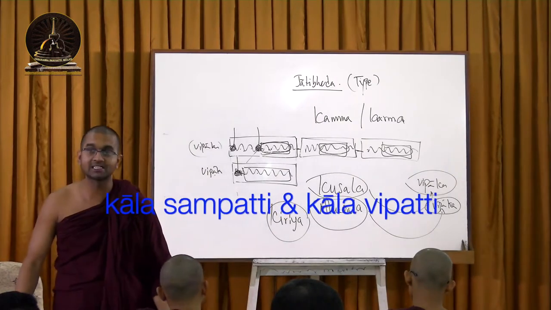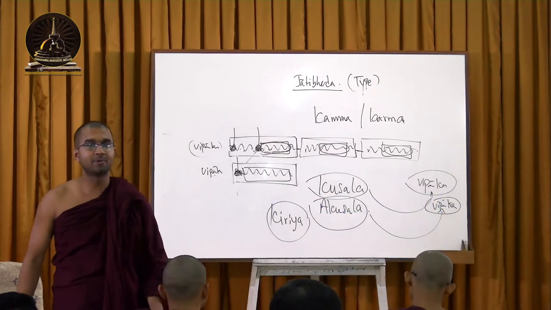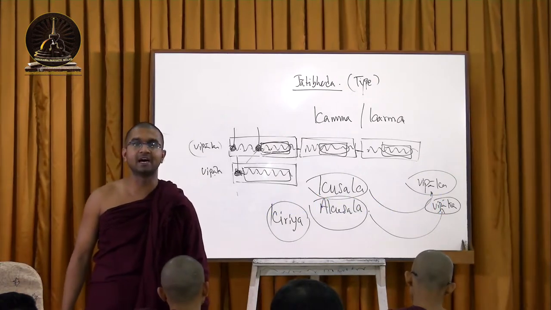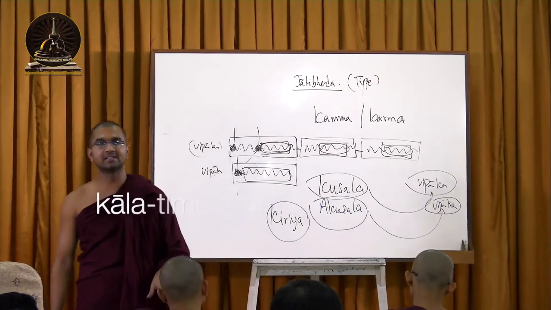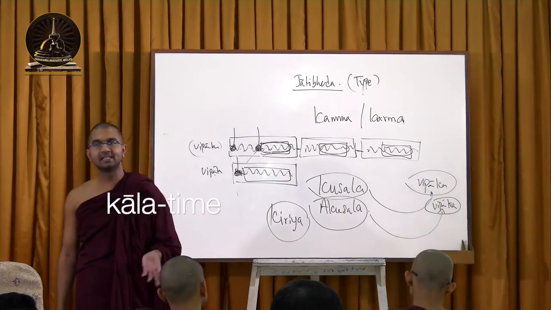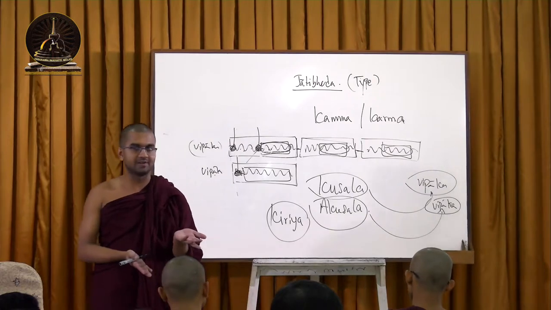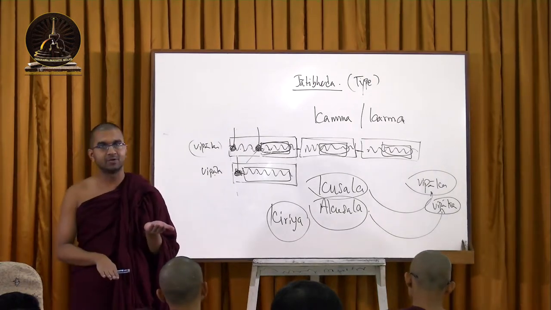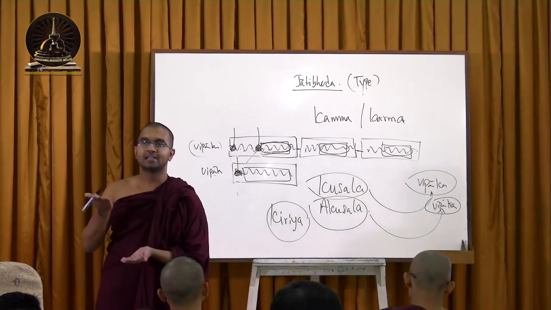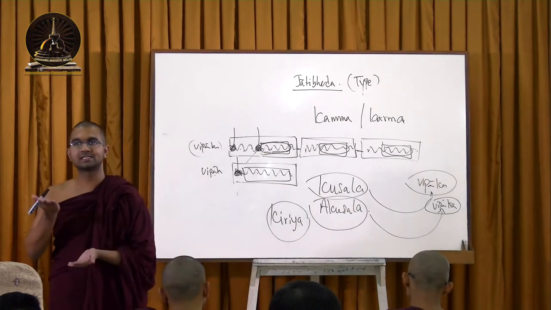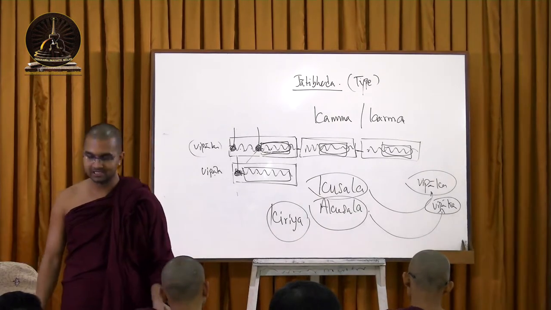Then we come to kala sampatti vipatti. Proper, conducive, supportive eras where the garments are nice, the weather conditions are nice, and then the other eras. So in good eras, kusala kammas get the opportunity to give results, akusala kammas get subdued. At the same time, in the bad eras, akusalas get the opportunity to give results and kusalas get subdued.